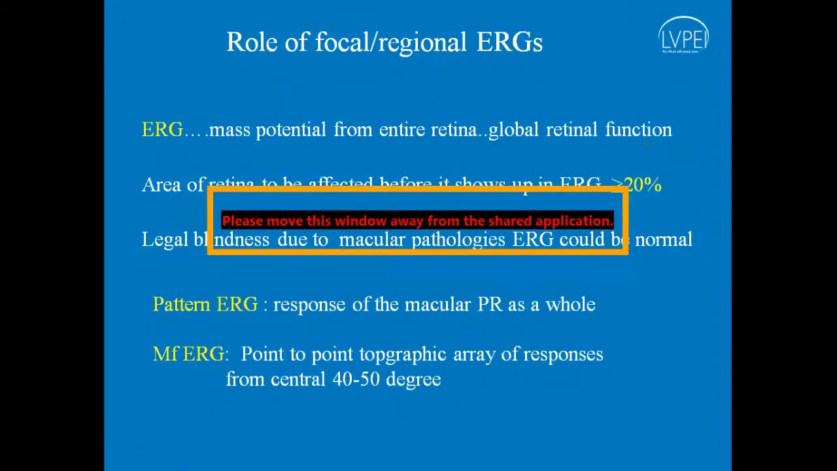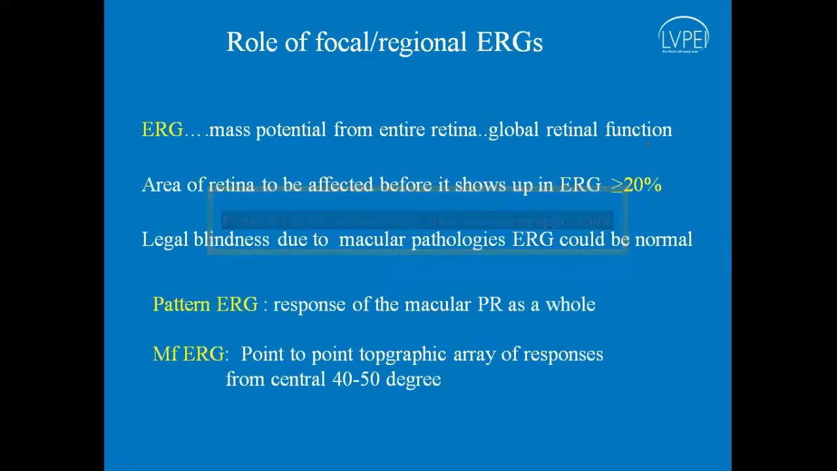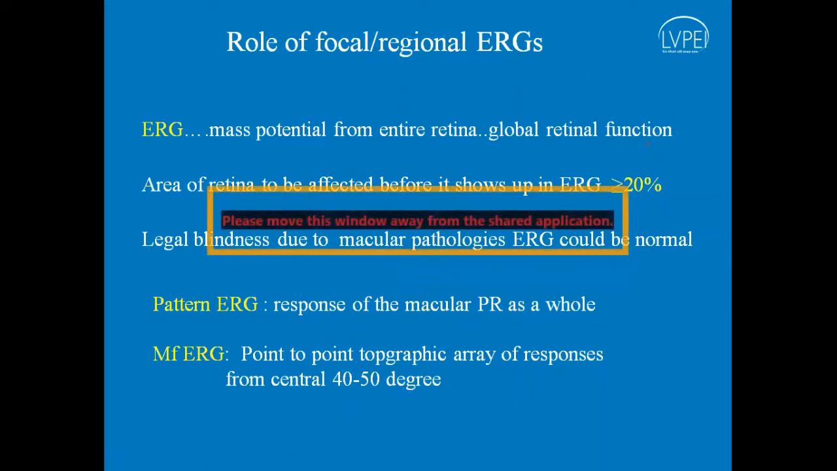Now, all we have discussed till now are the electrodiagnostic tests used for pan-retinal or global response. Now the ERG doesn't get affected unless more than 20% of the retina is damaged or dysfunctional. So in focal retinal pathologies like a macular pathology, the ERG can be normal, but the patient can still have poor vision. So that is the reason why the focal ERGs were developed.